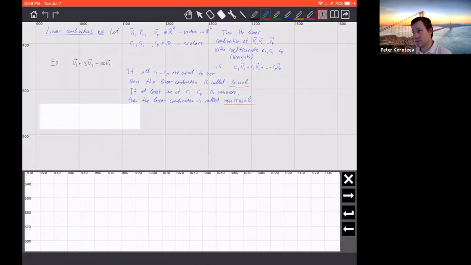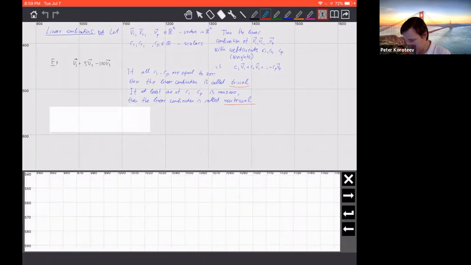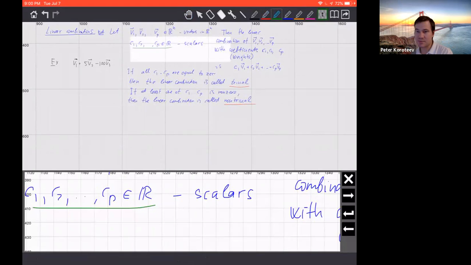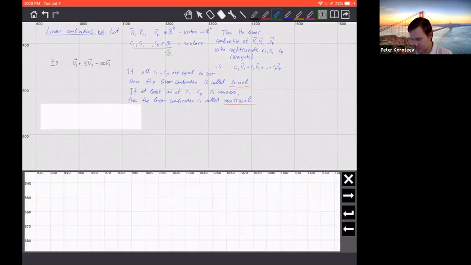So let's look at an interesting example of a linear combination. I told you here that c1 through cp are in R, but we are also free to consider some subsets of R. For example, we can take Z, the integers, as a subset of R. So let's look at linear combinations of vectors with integer coefficients. So let's pick 2 vectors.